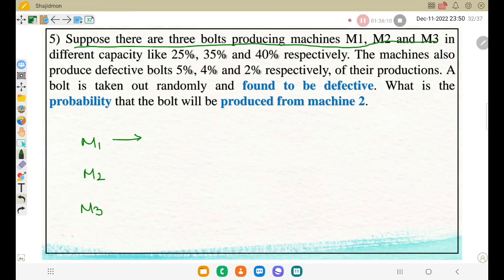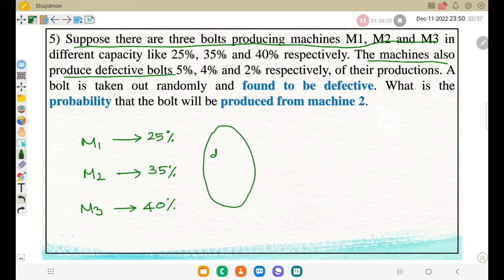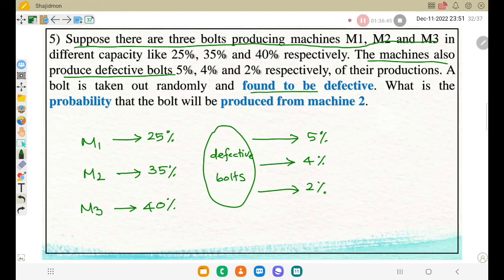Different capacity: 25% first machine, 35% second machine, 40% third machine. Correct? Now the machines also produce defective bolts. Here also the event is defective bolts. The first machine is 5% defective, second machine 4%, third machine 2%, respectively of their production. Correct? A bolt is taken out randomly and found to be defective.